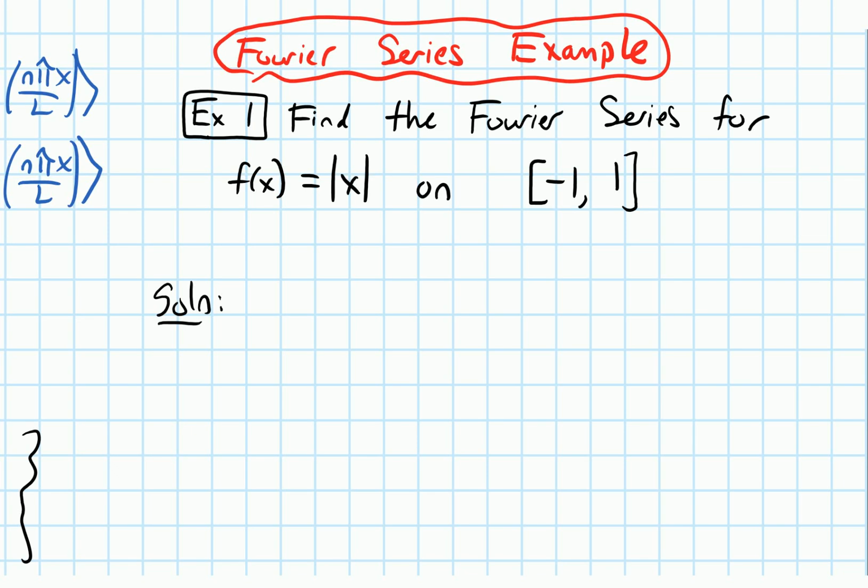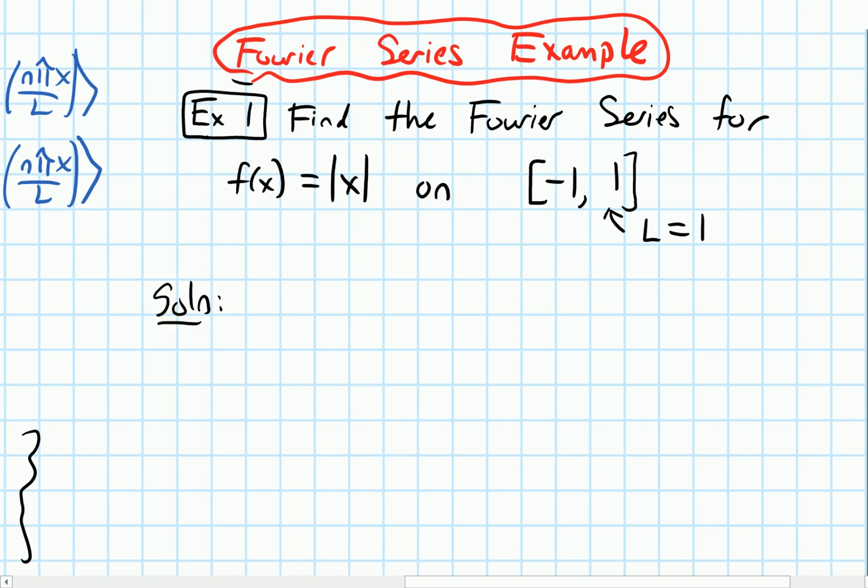In this video, I want to do a Fourier series example. So let's find the Fourier series for f of x equals the absolute value of x on the interval from -1 to 1. So seeing this interval, I know that my value of L here is 1. So L equals 1.